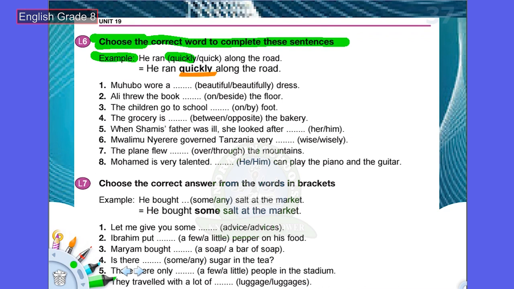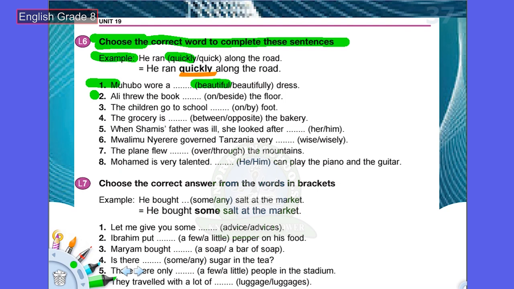Okay. Let's do the first question. Su'aasha ugu horeysa aan ku shaqeyno. As you see, you have two words in these brackets. Laba kalmadood baa ku jira, kalmada hore waa beautiful, kalmada dambana waa beautifully. The right word for this blank space is beautiful. Beautiful is an adjective. She wore a beautiful dress.